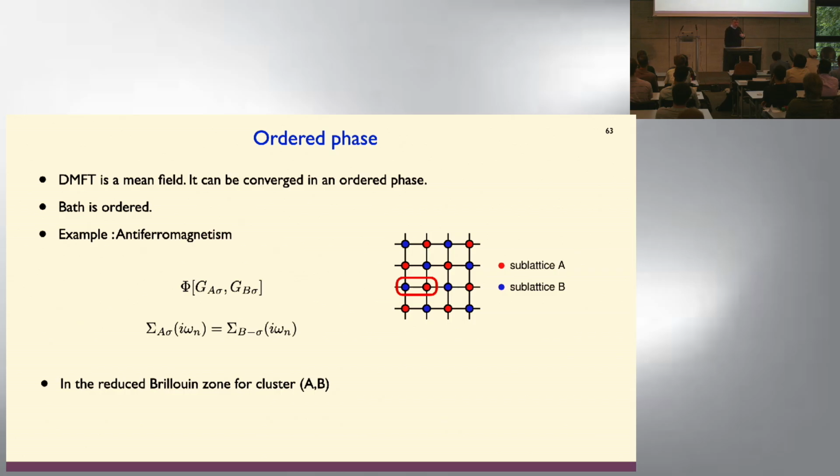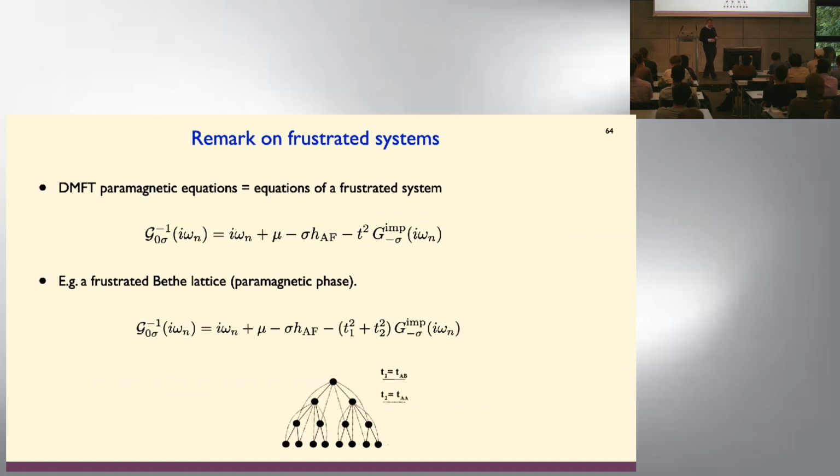So point number one, we can solve DMFT in an ordered phase. Okay? It's a mean field. We can converge it in an ordered phase, for example, in an antiferromagnet, by using two sublattices. Okay? Maybe we can do that in an exercise. I don't remember, but we can certainly do that. So we can solve this phase.